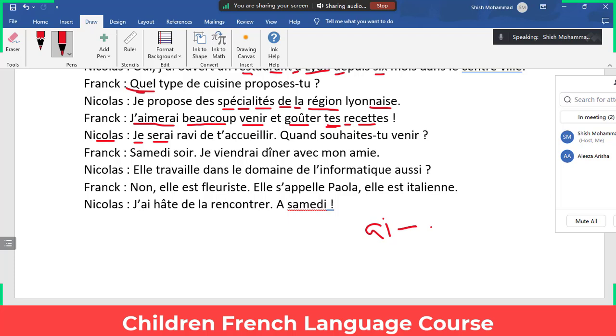Goûter. R and E is an A sound, okay? Just A.